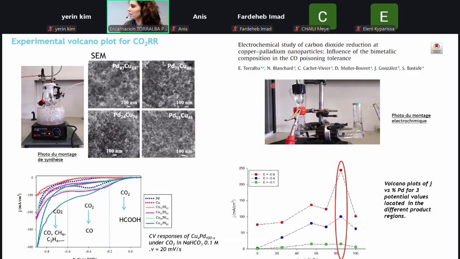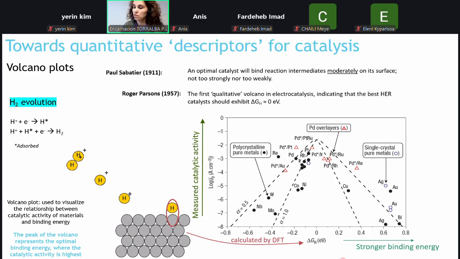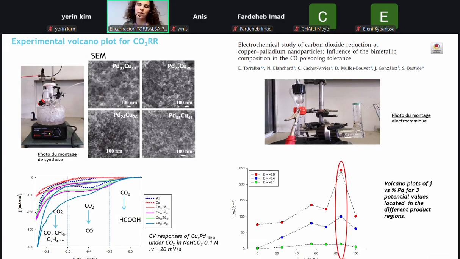In any case, if I do a volcano plot with respect to the atomic composition of palladium, I take the current at three different potential regions, and then I see that actually it is the 85% palladium that is the best in terms of catalytic activity. Okay, so it's not so stylish as this one. And here I'm not presenting the binding energy, but the atomic composition, and it's also valid. It's quite useful. Okay, so this is with respect to the activity.